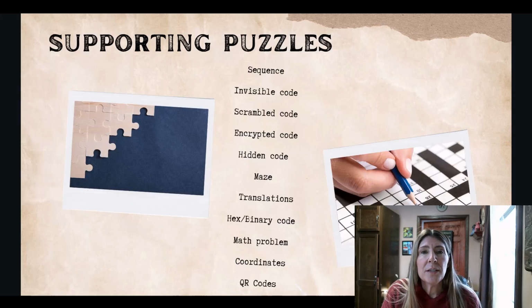So before we get into that too much, let me give you some ideas for some types of puzzles you could create. You could do something in a sequence. It could be an invisible code that's hidden on a prop, a scrambled code, an encrypted code, a hidden code, a maze. They could have to translate it from a language or from symbols, decode it in some way. From hex and binary code, it could be a math problem. It could be coordinates like on a graph, or QR codes.